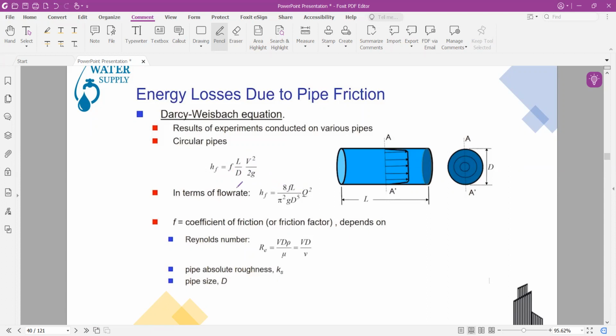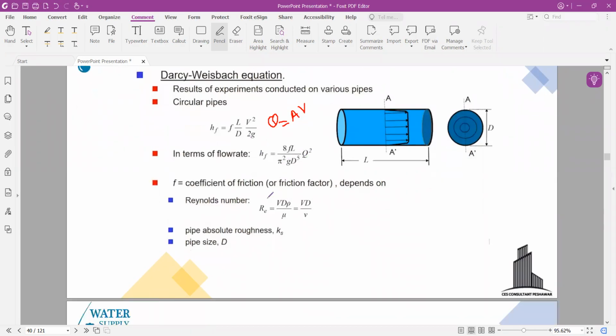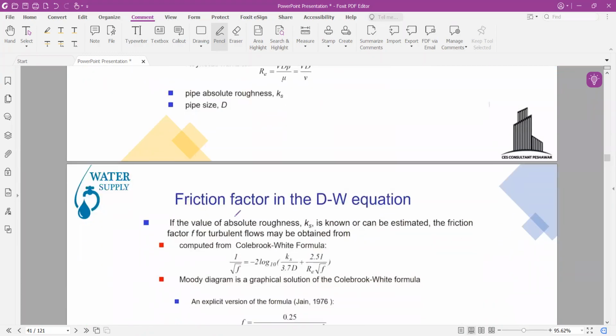We can also find the friction head loss in terms of the flow rate by putting the value of V from the flow equation Q = AV. So we can get hf in terms of the flow. The coefficient of friction basically depends upon the Reynolds number, the pipe absolute roughness, and the size of the pipe.